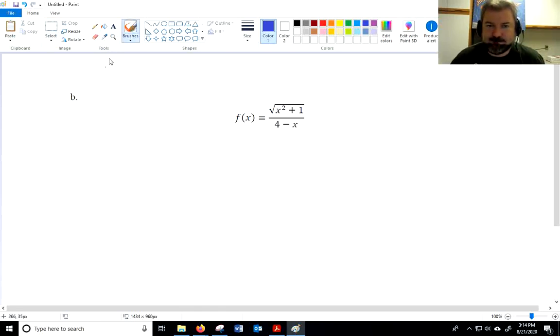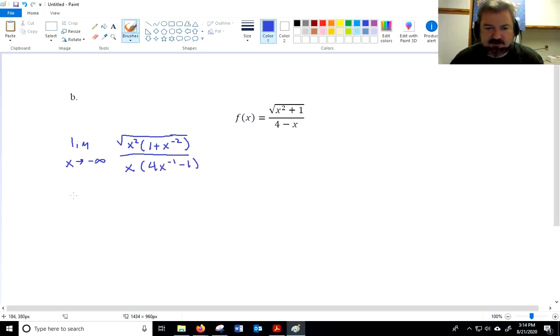Okay, let's see how you did. We'll start with the limit as x approaches negative infinity. And I can factor out the largest exponents. I have x squared, which gives me 1 plus x to the negative 2 over, factor out x to the first, x times 4x to the negative 1 minus 1. Okay, so the square root of x squared, remember we can take square roots of products.